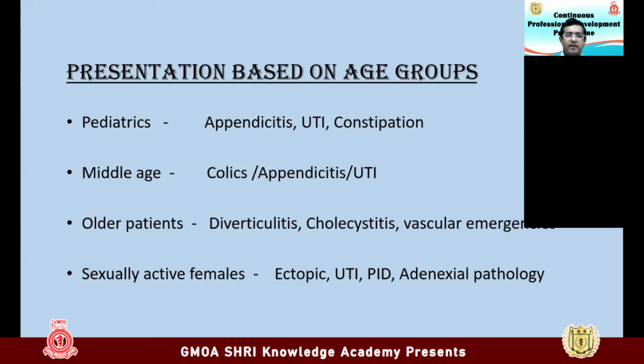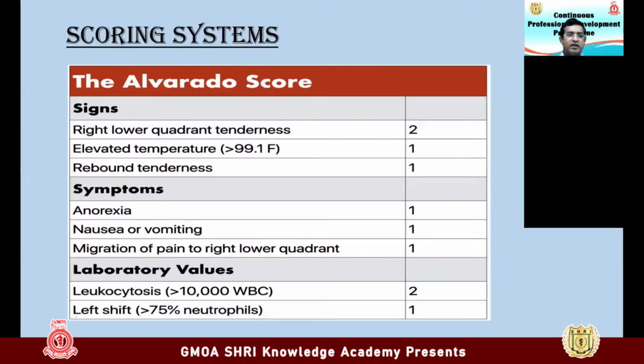In older patients, biliary disease becomes common, along with some vascular emergencies like mesenteric ischemia. And in sexually active females, you will have a lot of causes like adnexal pathology, PID, UTI, and sometimes ectopic pregnancies. These are the things we should consider when we encounter patients in these age categories.